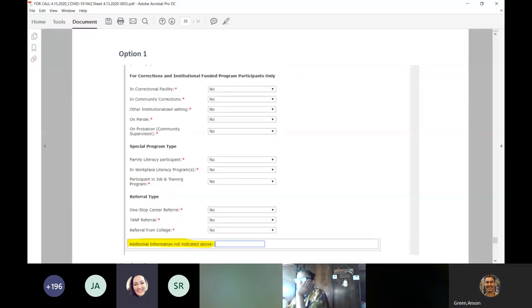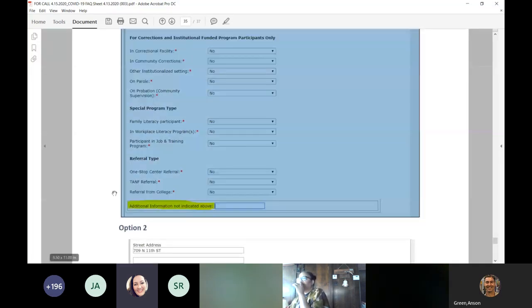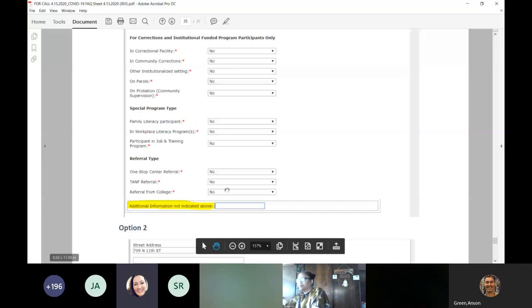There are two options in TEAMS where you can have an open comment field. One of them is going to be on the participant profile. There's this little field, and Anson is showing it right now on the screen. It says additional information not indicated. That's just an open text field, so you can use that to say we gave a non-NRS approved test, staff determined eligibility, whatever you want to do.